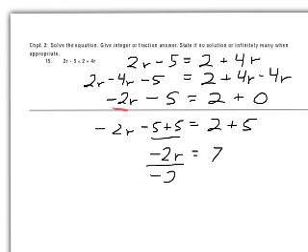If we divide by a negative 2, that will be just 1r. We have to divide this side by negative 2 as well. So those two cancel out. We get r equals 7 over a negative 2, or negative 7/2.